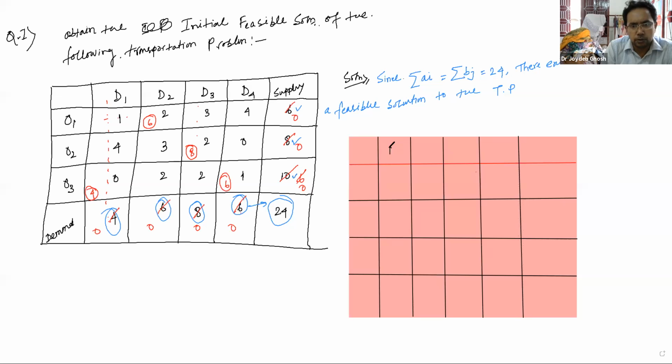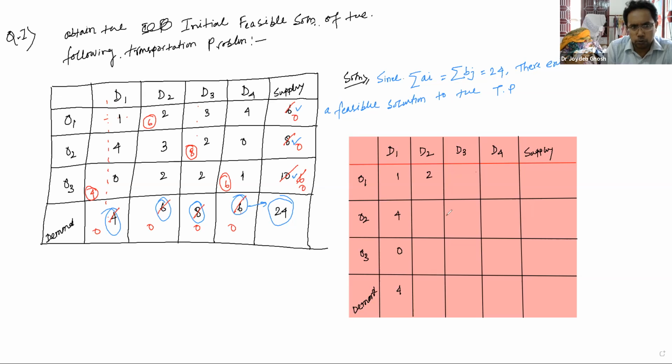So this is your D1, D2, this is D3, D4 supply. This is A1, A3 demand. This is 1, 4, this is 0, and this is 4.